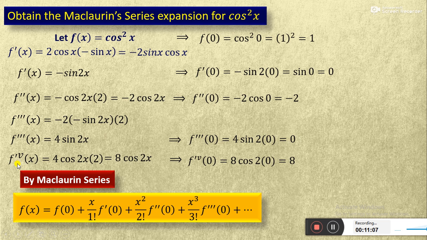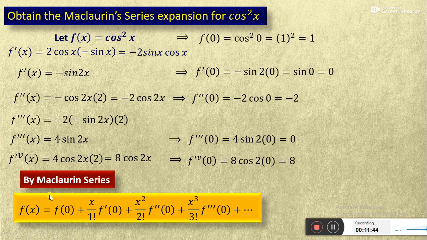So in the next step, f fourth dash of x. The fourth derivative of x means 4 into, I differentiate the third derivative. So this means 4 into, differentiation of sin 2x is cos 2x, and differentiation of 2x is 2. So 4 twos are 8 cos 2x. This is the fourth derivative of x. From this I calculate the fourth derivative of 0. On both sides I substitute x equal to 0. So the fourth derivative of 0 equal to 8 into cos 2 into 0. Cos 0 is 1, so equal to 8.